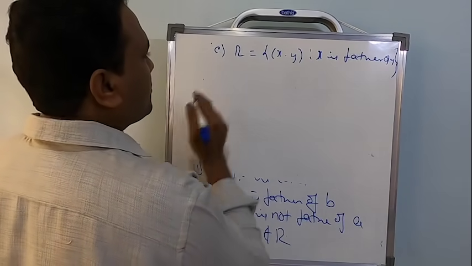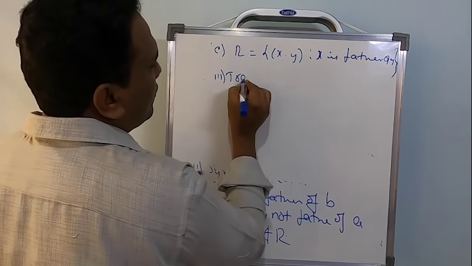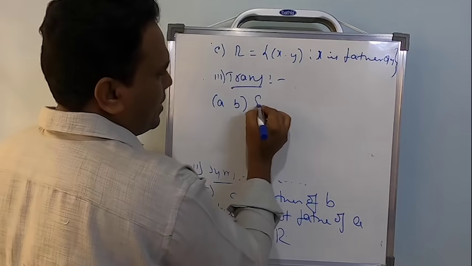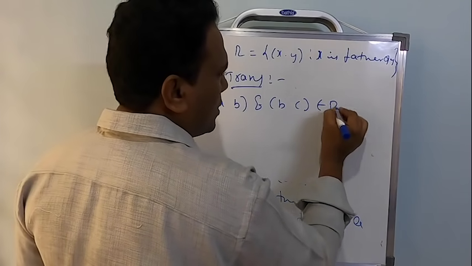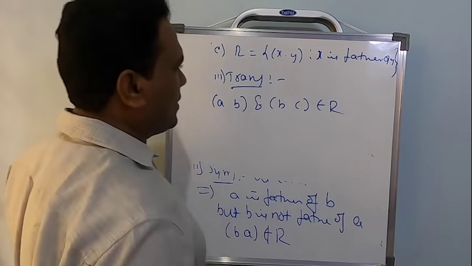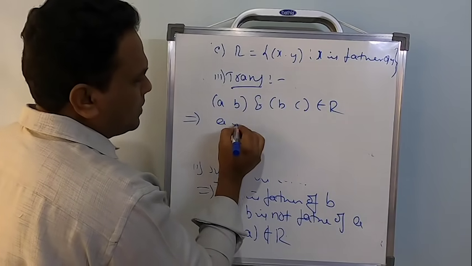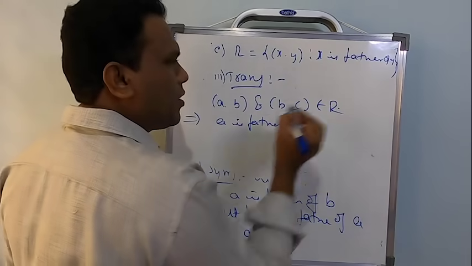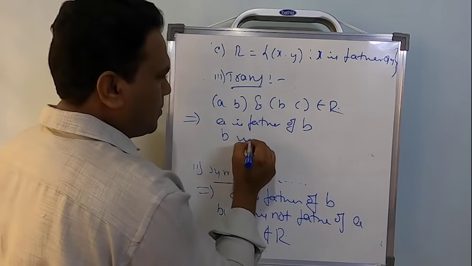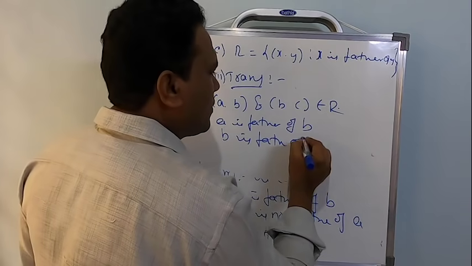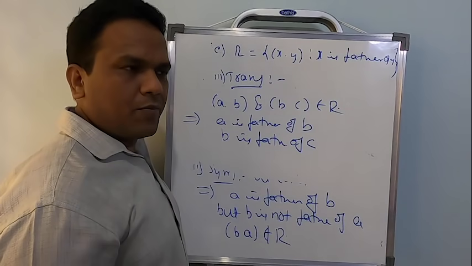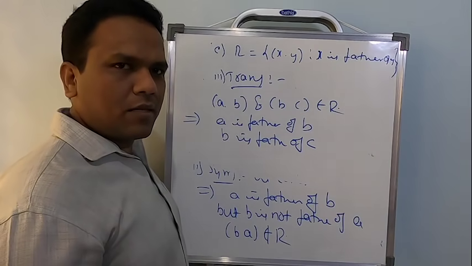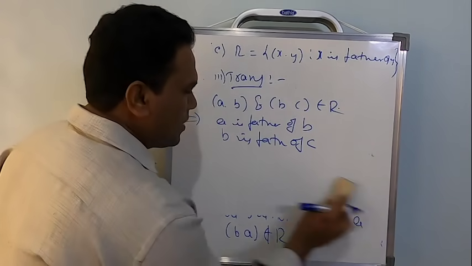Now the last one, let us check for transitive. A comma B and B comma C belongs to R. This time it's possible. Fine. Okay. Now just look at this. A is father of B because A comma B belongs to R. Now the next one, B is father of C. Yes. This is the third generation. Okay. Grandfather, father and son. Something like this. Fine.